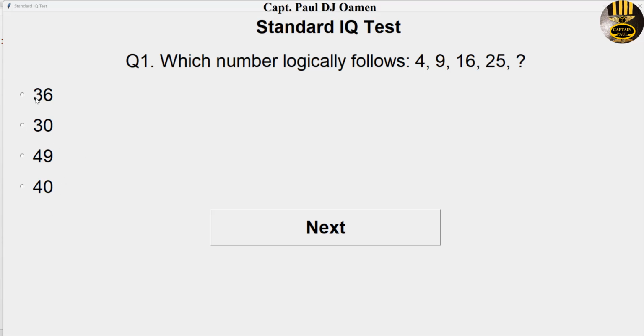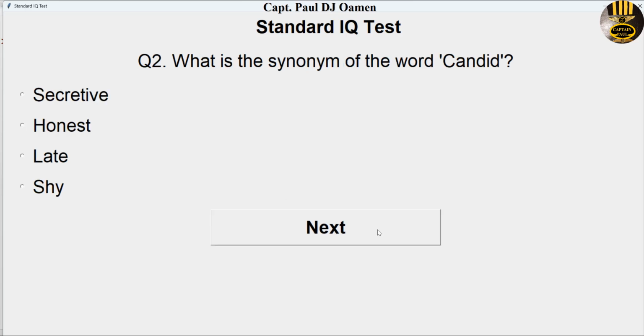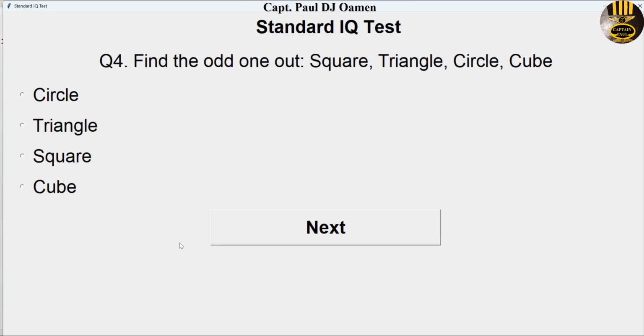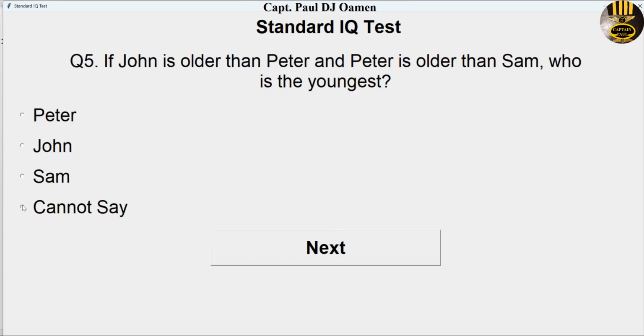So I'm going to click on 36. Next question, the choice is yours. So let's go for honey. Next question, what is to book as art is to canvas? And the next one, I'm going to go for cube here and here.